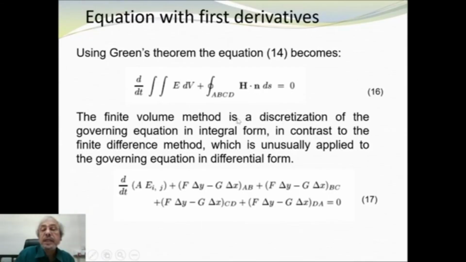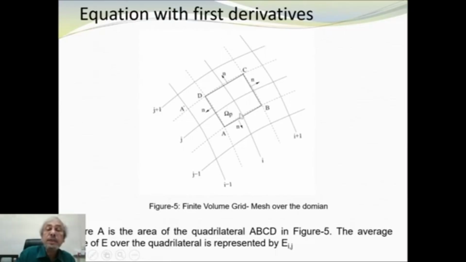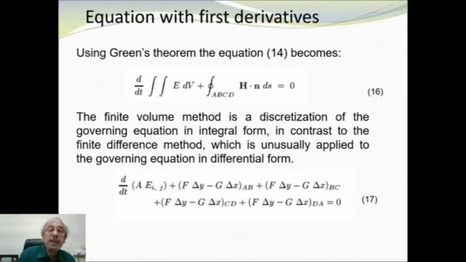The finite volume method is a discretization of the governing equation in integral form. In contrast to the finite difference method, which is usually applied to the governing equation in differential form, here we have to perform the integration. So this we can say, d/dt of this integral, the volume integral per unit depth, means total area. So area into E_ij. We mentioned earlier that any property which is distributed over this control volume will be identified by the identification of the control volume. Identification here is ij, so E will be E_ij, and our E is rho, so basically we will substitute rho here later.